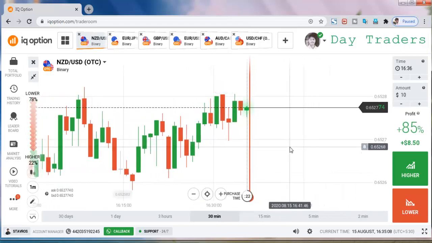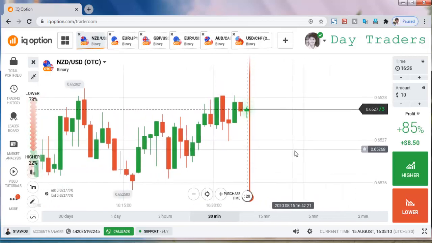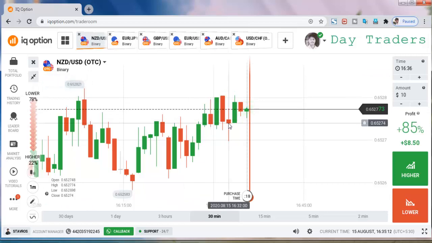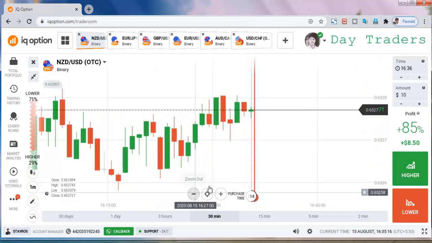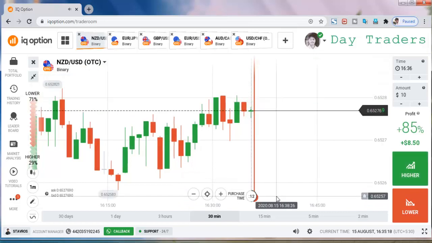Today I will show you how to trade with candlestick psychology. Let's go analyze the market. This is the OTC market, NZD/USD pair. Okay, this is an uptrend market. Okay, we'll place a higher option.